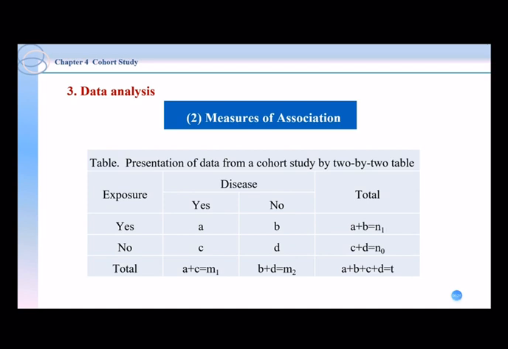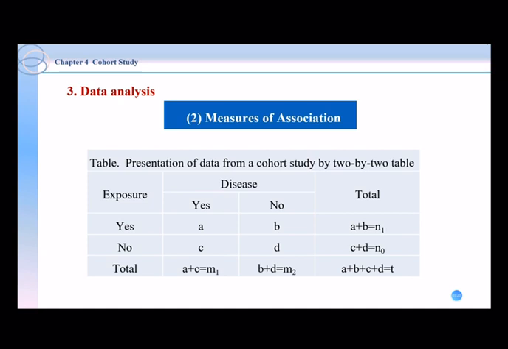Let's say we assign A, B, C, D into this 2x2 table, and we can easily calculate that in the exposure group, the disease incidence is A divided by N1, where N1 equals A plus B. For the group not exposed to the risk factor, the disease incidence is C divided by N0, where N0 equals C plus D. The basic principle of the cohort study is to compare the difference of the disease incidence in these 2 exposure groups.